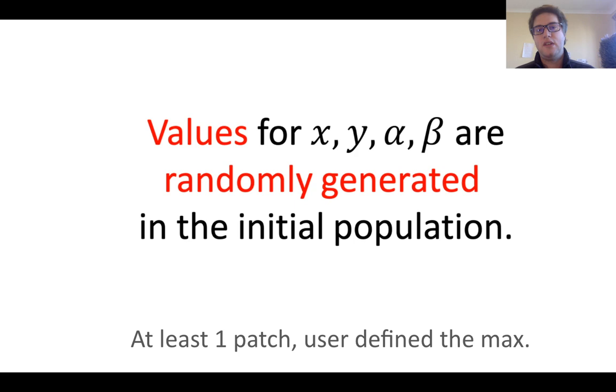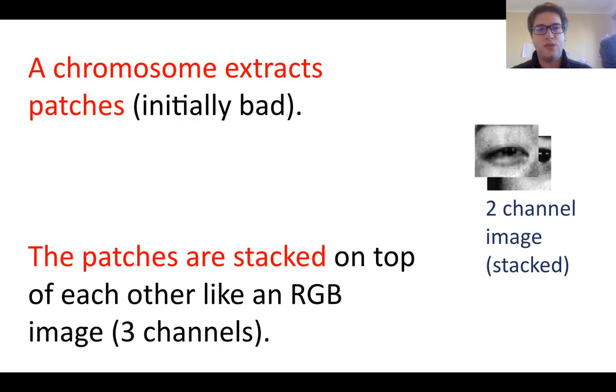The values for x, y, alpha, and beta, when we initialize the chromosomes, are randomly generated in the initial population. We can add some constraints to the values of alpha and beta, or we can let them be completely random. We impose a rule that there is at least one patch within the gene, and the user can define and set an upper bound to the maximum number of patches.